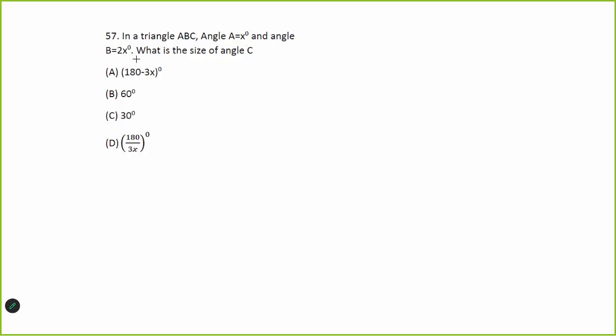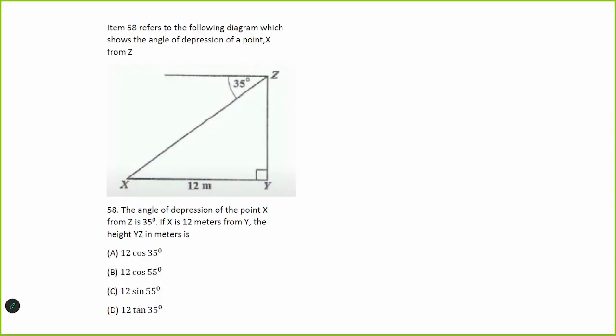x plus 2x was 3x. 3x plus angle C is 180. So C was 180 minus 3x. Right, this is a repeated question, possibly. We'll see what the angle of depression of point X from Z is 35. So therefore this is also 35, and this angle here is 90 minus 35, which equals 55. Right, let's just do that one time.